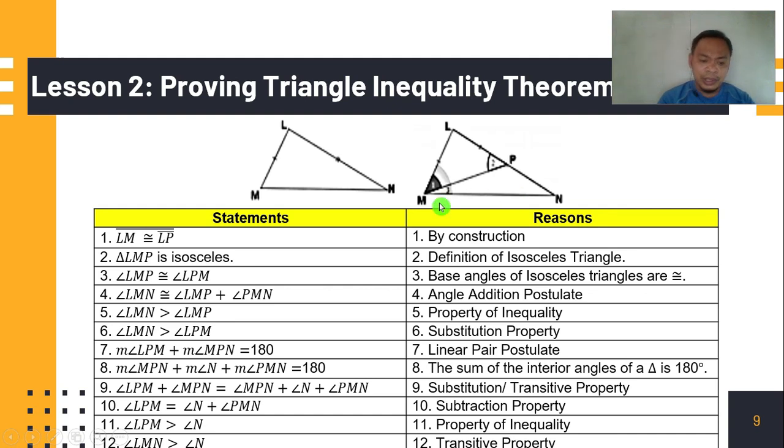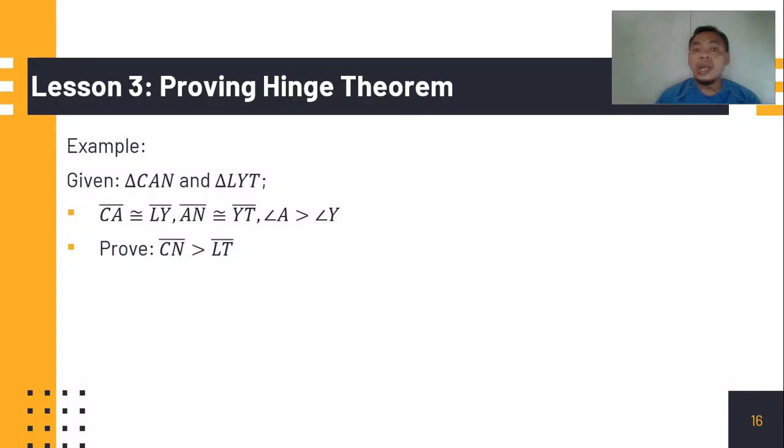Transitive property. This one, angle LMN is greater than angle N. I hope you're following our discussion. Okay, so let's go with our lesson number 3, proving the Hinge theorem. So I have here an example.